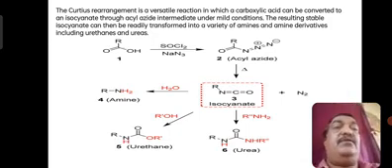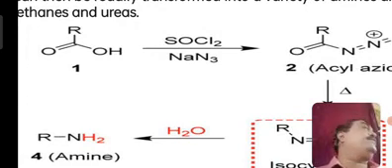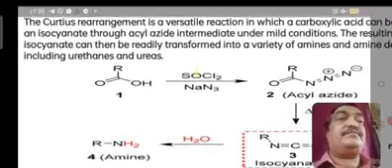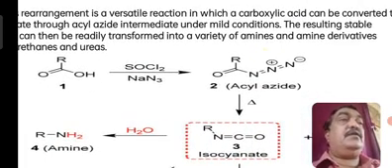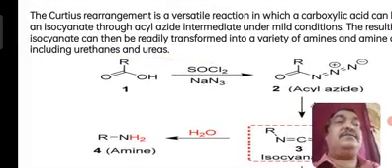What is this reaction? When the carboxylic acid is treated with thionyl chloride, SOCl2, and NaN3, sodium azide, you can see here, the carboxylic acid can be converted into an isocyanate through an acyl azide intermediate. The resulting isocyanate can then be readily transformed into a variety of amines and amino compounds.